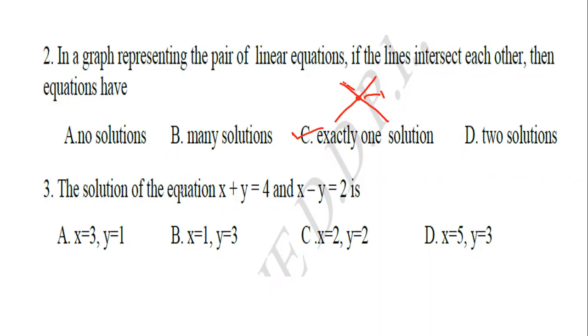Next, third question: the solution of the equations x plus y equals 4 and x minus y equals 2 is dash. Take option A, substitute the value of x is 3. 3 plus y is 1, so 3 plus 1 is 4. Yes, you are getting it. Next, x is 3 and y is minus 1, which equals 2. So option A is correct.